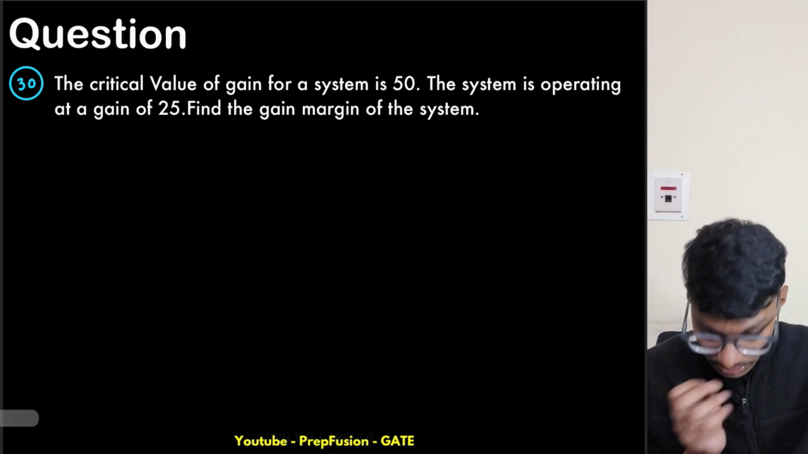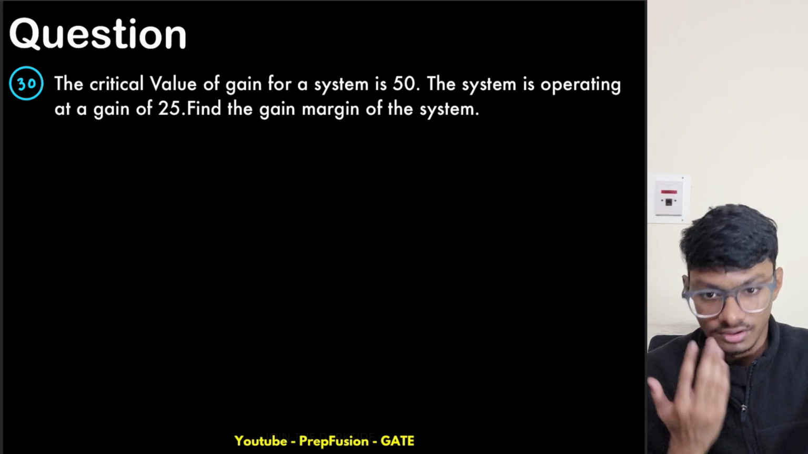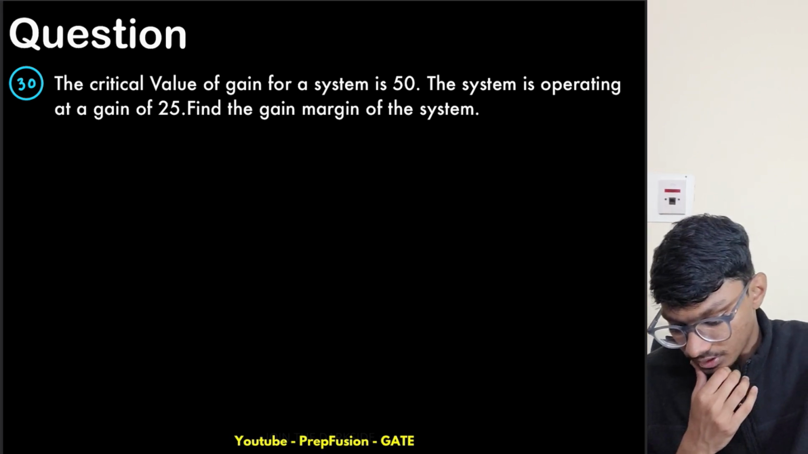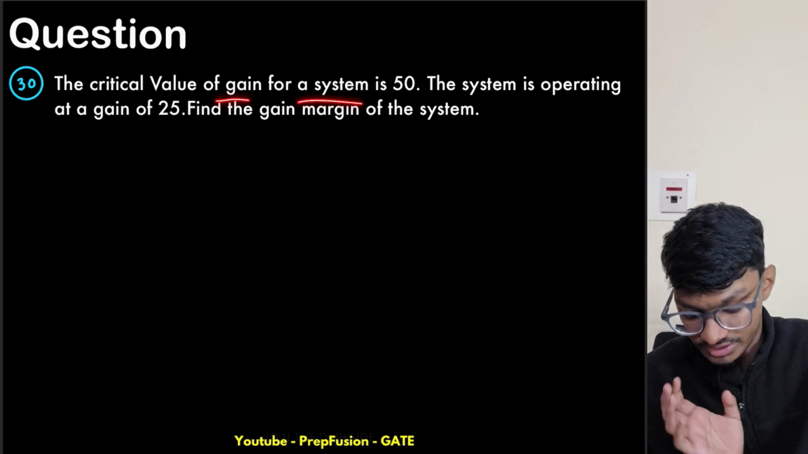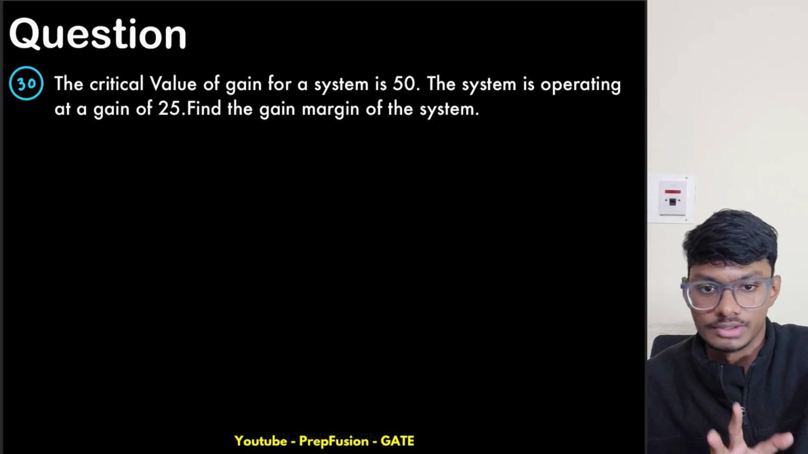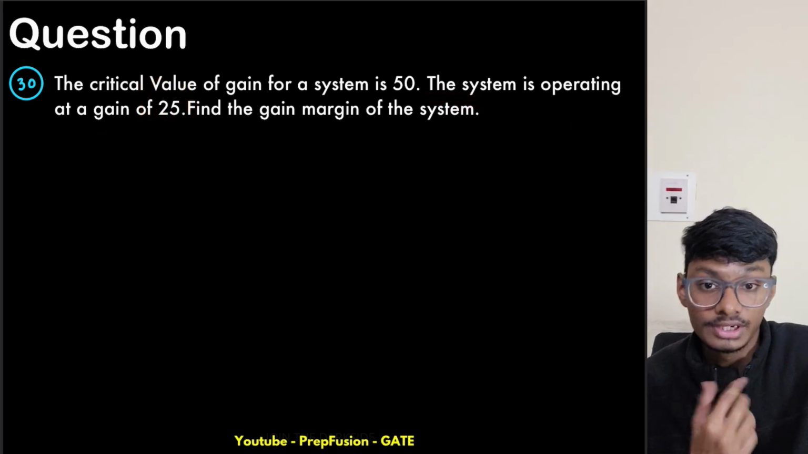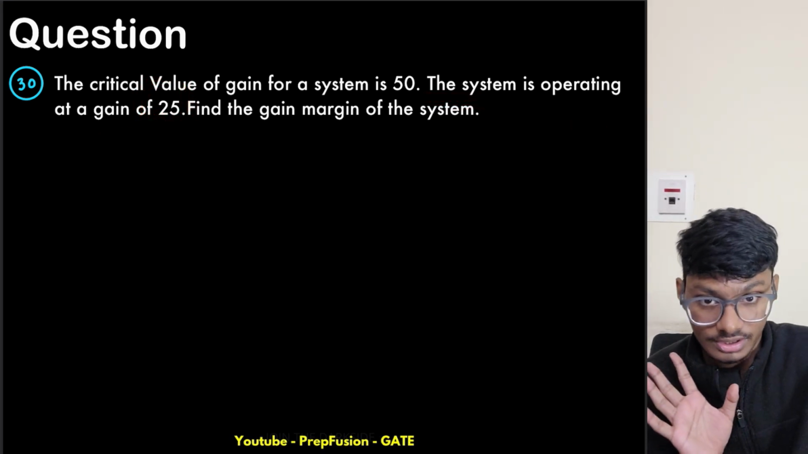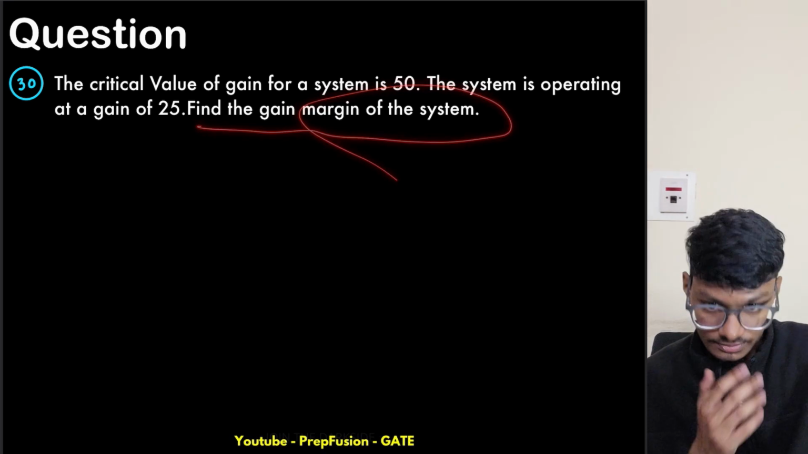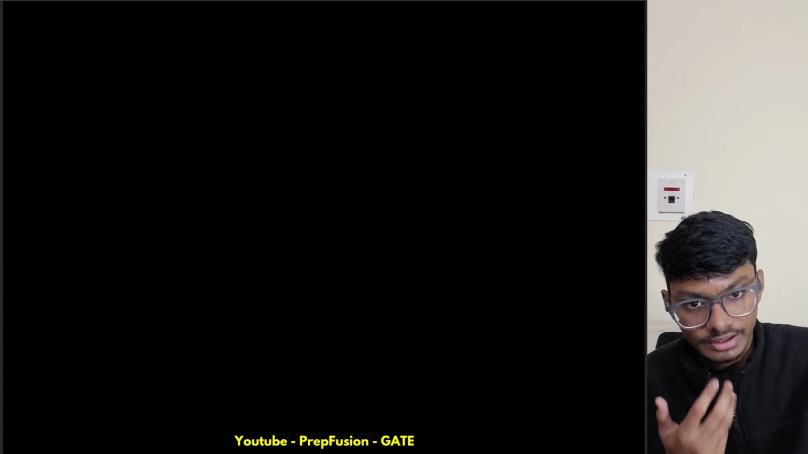Another question that I have to take is also another type of question. A very simple question, just a one second question, but again you might get confused with the terminology. The critical value of gain for a system is 50. What does this critical value of gain mean? Just think about it for a second. The system is operating at a gain of 25, but the critical value is 50. Find the gain margin of the system. How do we find the gain margin? Let me plot a polar plot and explain through that.